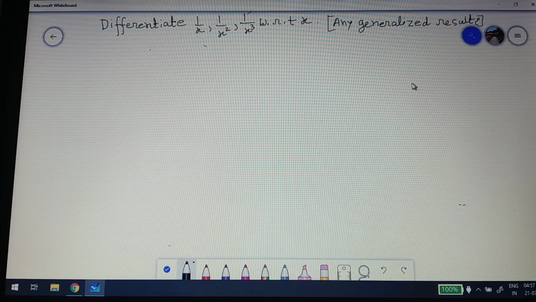Hello students, in this video I am going to differentiate 1 upon x, 1 upon x square and 1 upon x cube with respect to x. Then we will find out if any generalized result is possible or not in this case.